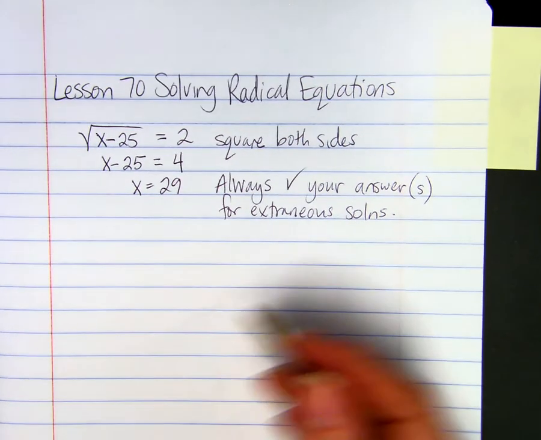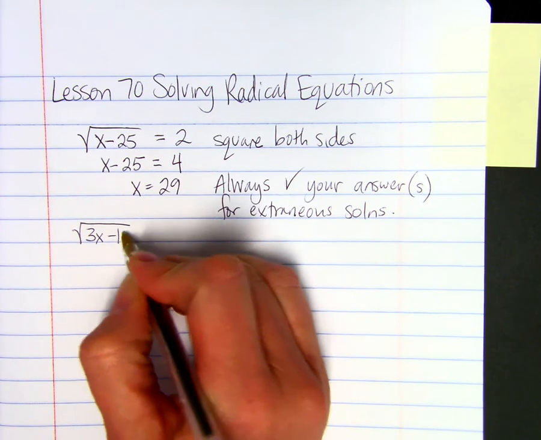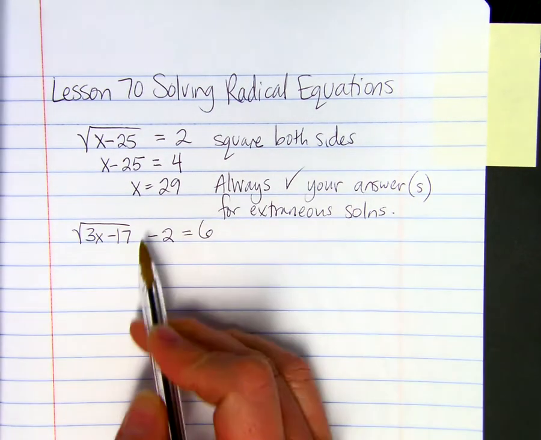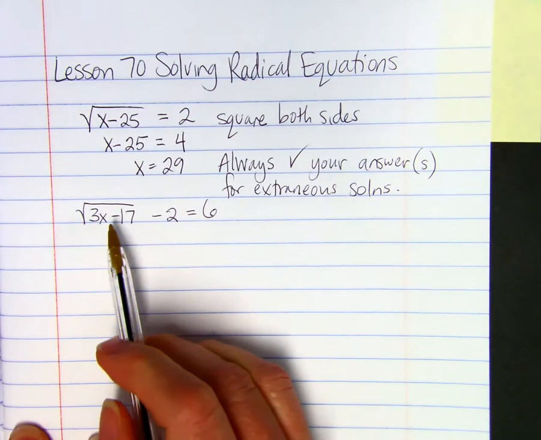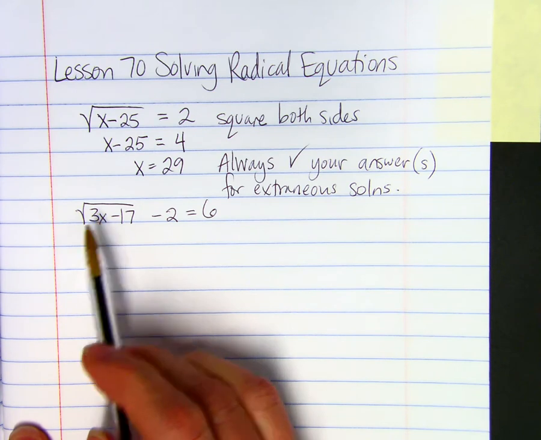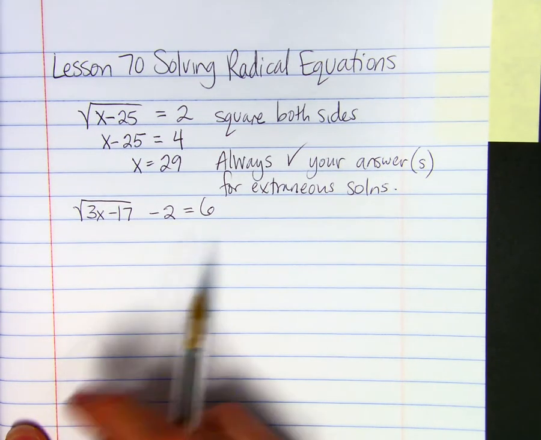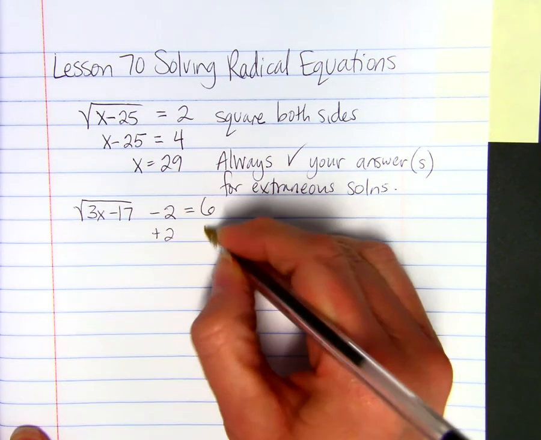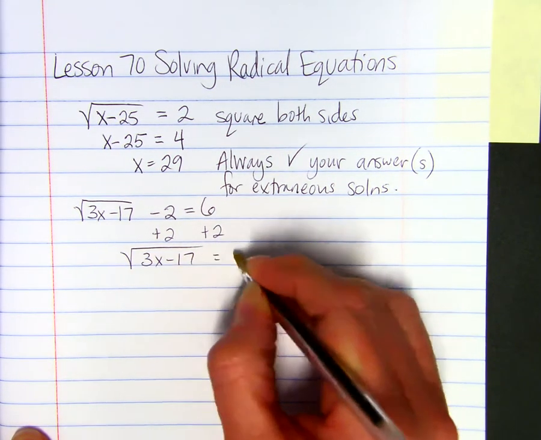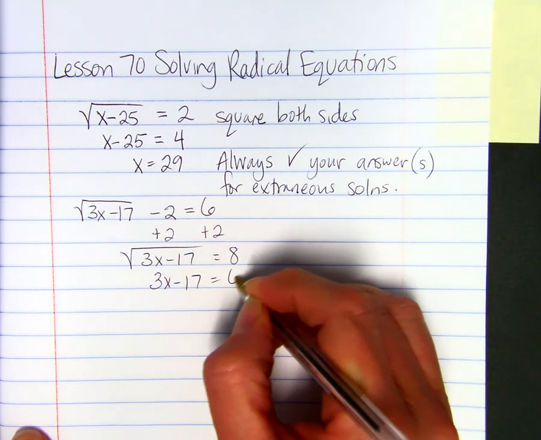Another example: if we have the square root of 3x minus 17 minus 2 equals 6, we want to solve the equation so that the square root symbol is the only thing on one side of the equal sign. So in other words, I'm going to add 2 to both sides and I get the square root of 3x minus 17 equals 8. Then we square both sides.